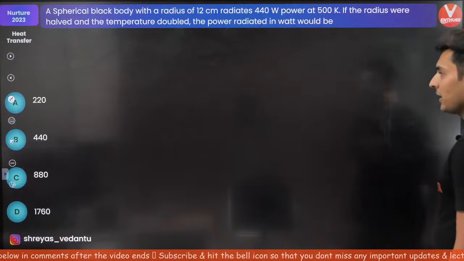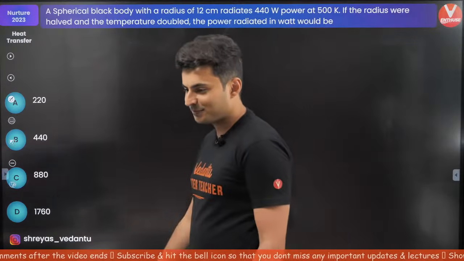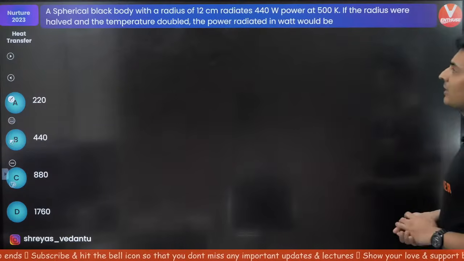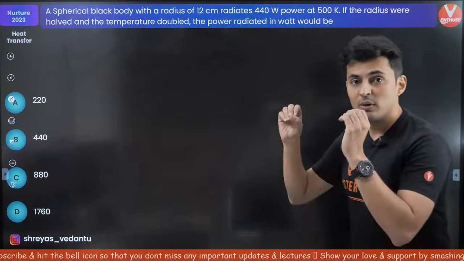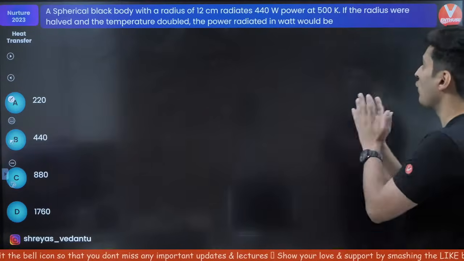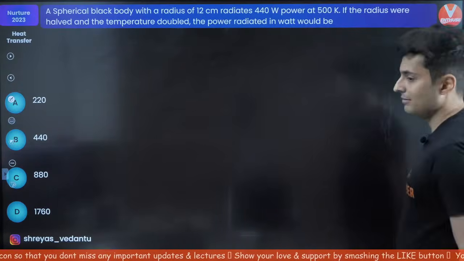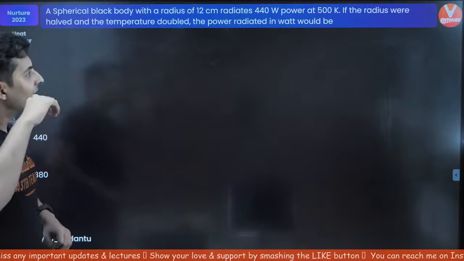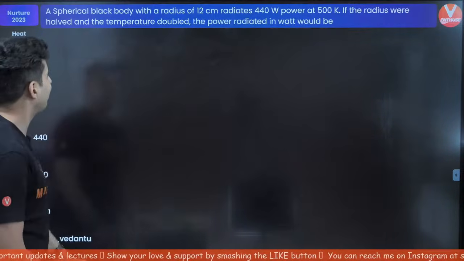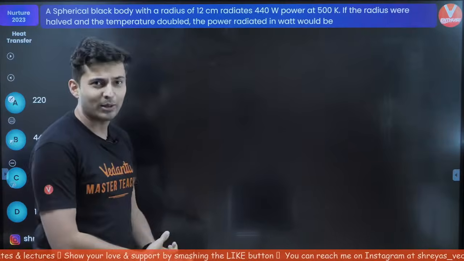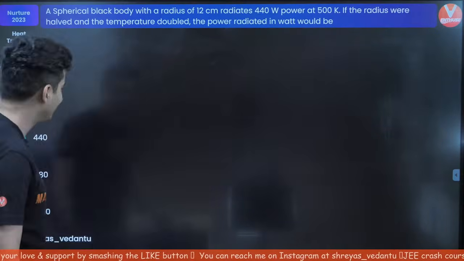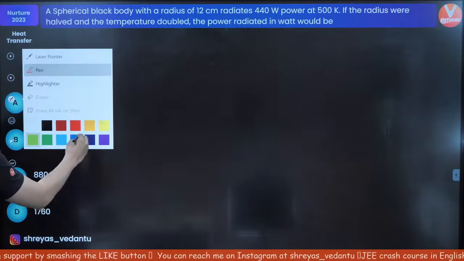Got it? Let's move on to a question coming up on your screen. A spherical black body with a radius of 12 centimeters radiates 440 watts of power at 500 Kelvin. If the radius was halved and the temperature was doubled, the power radiated in watts would be how much? Let's try and do this question.